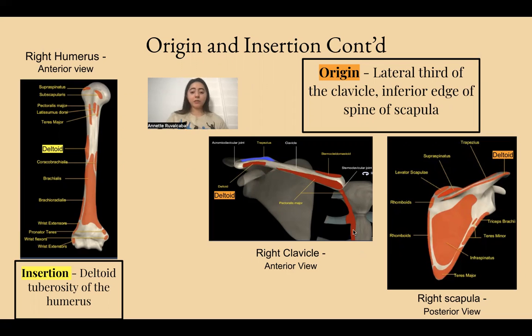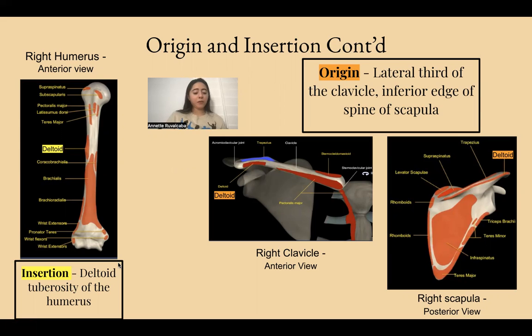And then again, like I mentioned, it wraps around to the scapula. And so I have a picture right here. This is the posterior view of the right scapula, and it also originates from the scapula, at the inferior edge of spine of scapula.